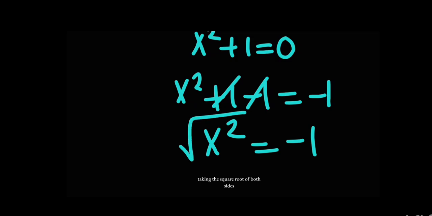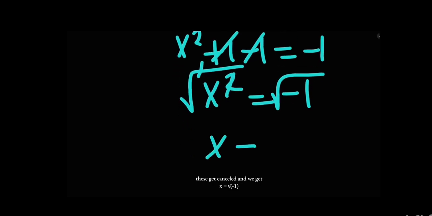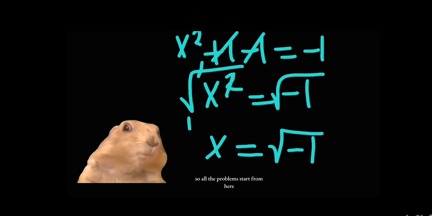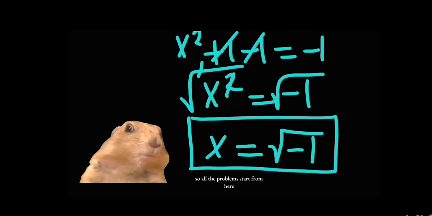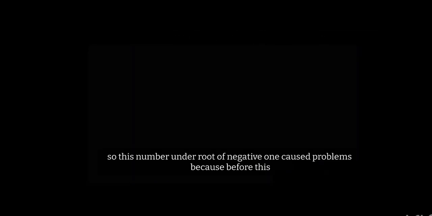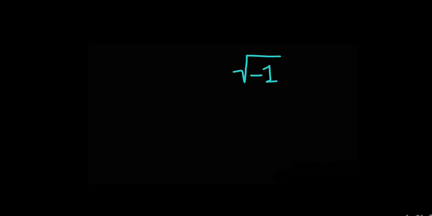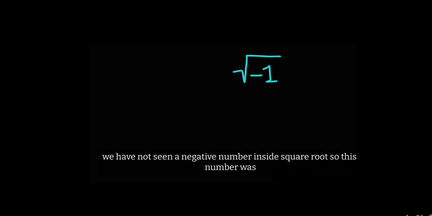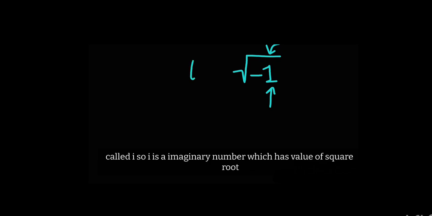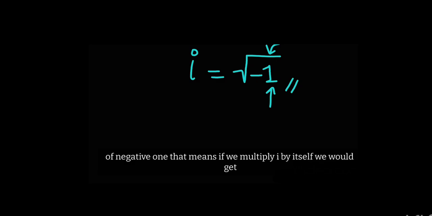Taking square root on both sides, these get cancelled and we get x is equal to square root of negative 1. So all the problem starts from here. So this number, square root of negative 1, caused problems because before this we have not seen a negative number inside a square root. So this number was called i. So i is an imaginary number which has a value of square root of negative 1.